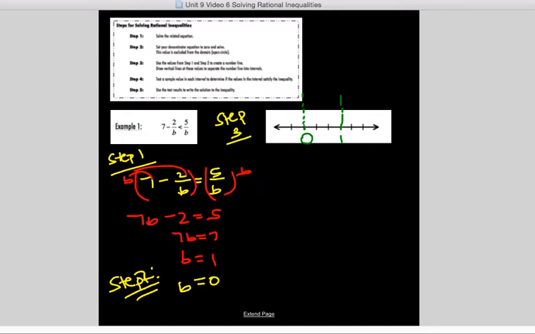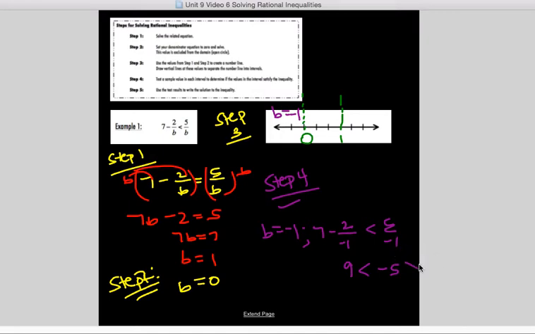Step 4 is going to be to test a point. What's a number that's less than 0? Well, -1 is. Let's plug -1 into our original inequality and see if it works. So b equals -1. It's 7 minus 2 over -1, and is that less than 5 over -1? This is really 7, -2 divided by -1 is plus 2. So 7 plus 2 is 9. Is 9 less than -5? No, so that is false. That means we do not have an answer over here.